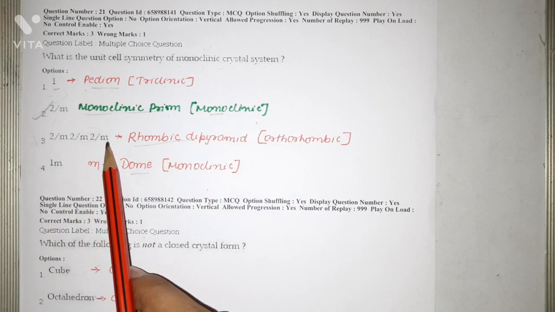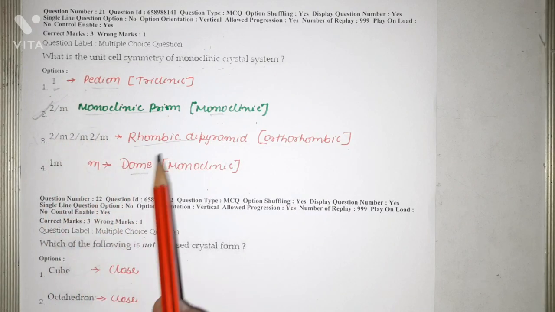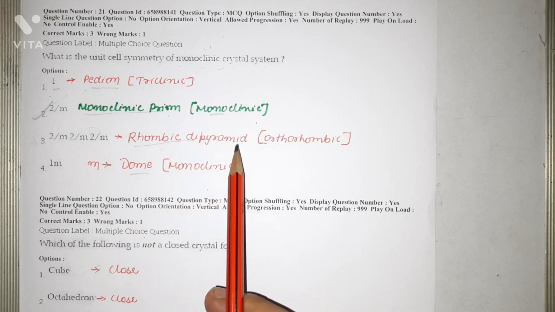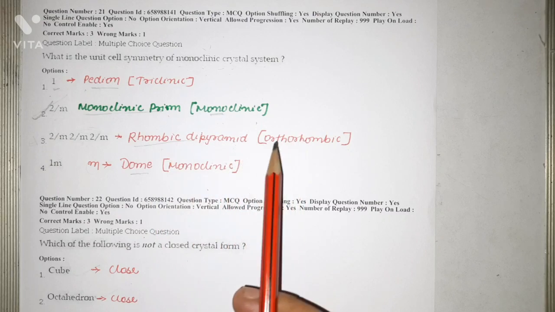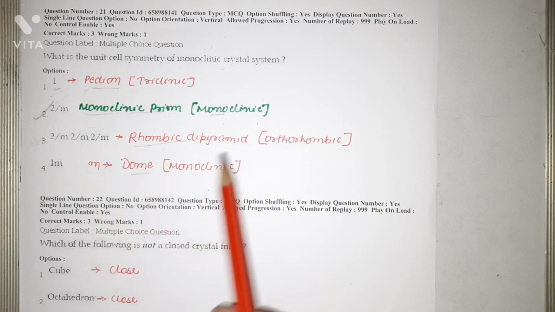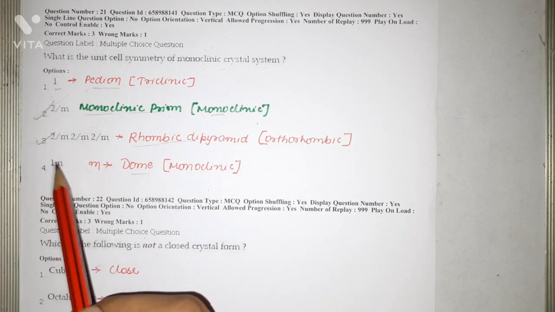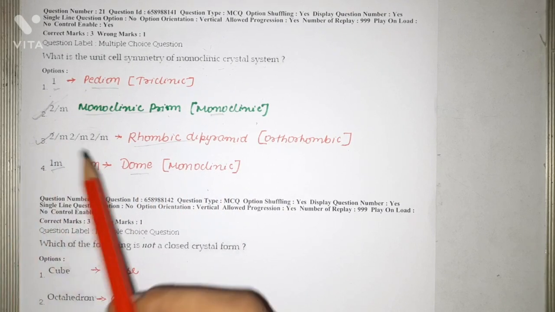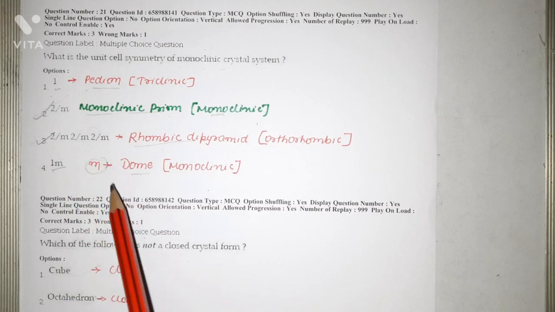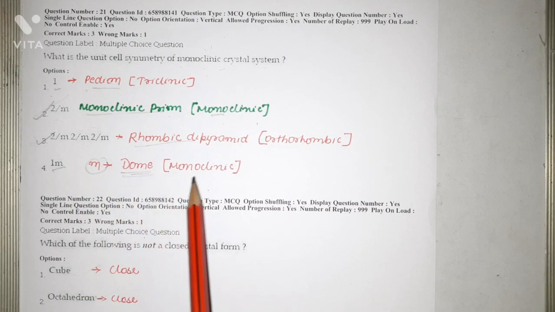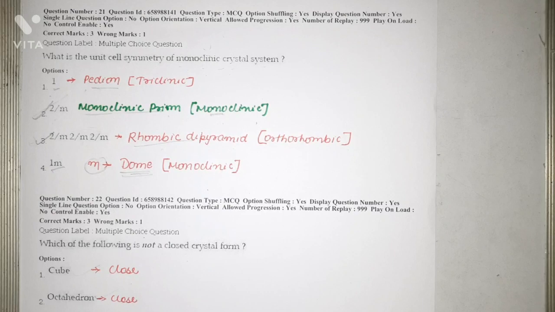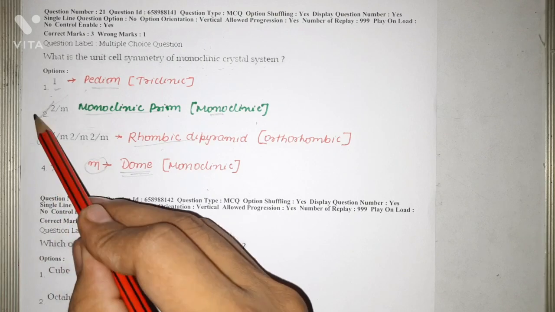2/m. This form is represented by rhombic dipyramid, and it belongs to the orthorhombic crystal system, and it is also the unit cell symmetry of the orthorhombic crystal system. While 1m, that is one mirror plane, if it is m, then it is considered a dome, which is a form of the monoclinic crystal system. As far as the unit cell symmetry of the monoclinic crystal system is concerned, this is represented by 2/m.